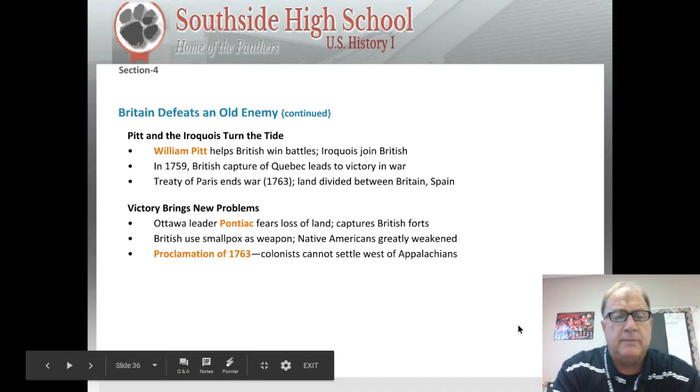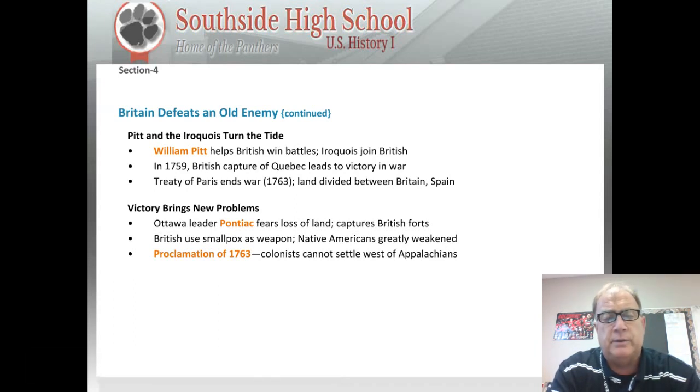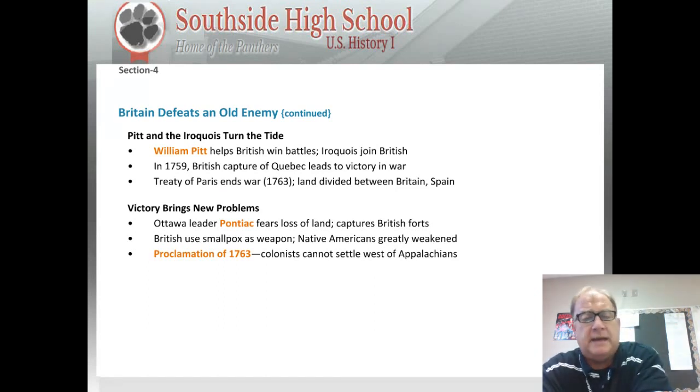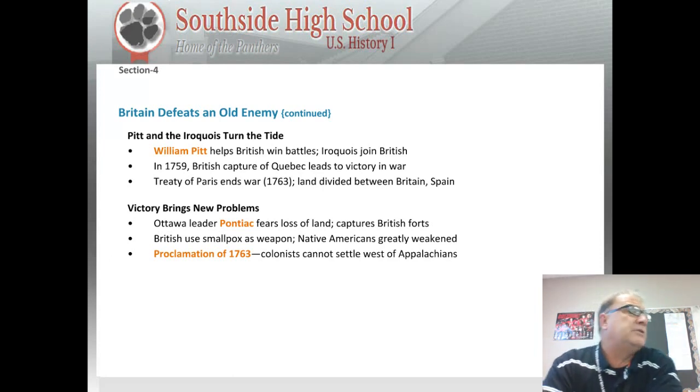However, William Pitt became Prime Minister of England. He helped the British win battles. They convinced the Iroquois League to join the British. This was a major turning point. In 1759, the British captured Quebec, and it led to a basic victory in the war. However, the war didn't officially end until 1763 with the signing of the Treaty of Paris.